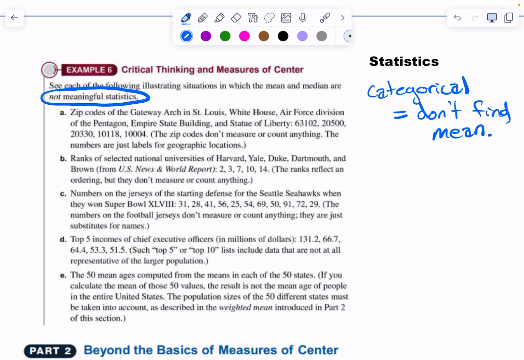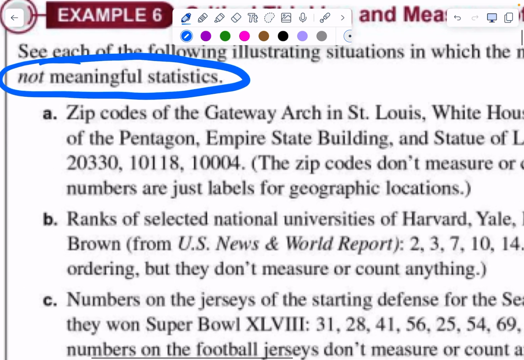How about jersey numbers? Birth month, like 1 through 12? That wouldn't make any sense to me. Football jersey numbers or volleyball jersey numbers, if you say the average jersey number is something, it doesn't make any sense, right? So that's typically when you don't want to find the mean. You have that on the homework. So it does not make any sense to find the average zip code.